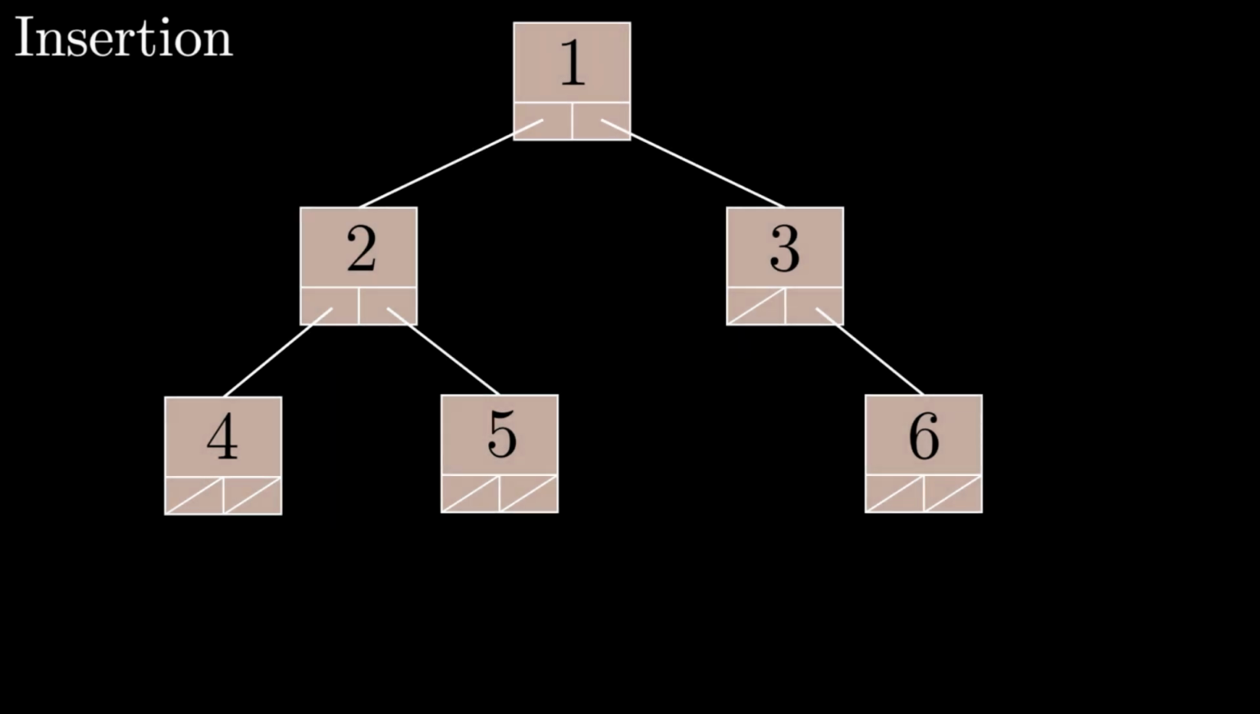Inserting a node into a binary tree means deciding where to place it, either as a left child or right child of some existing node. In this example, node 4 is a leaf node, and we insert a new node as its right child by updating node 4's right pointer.